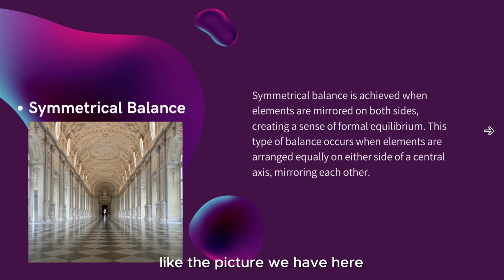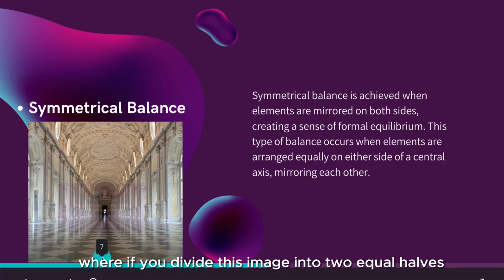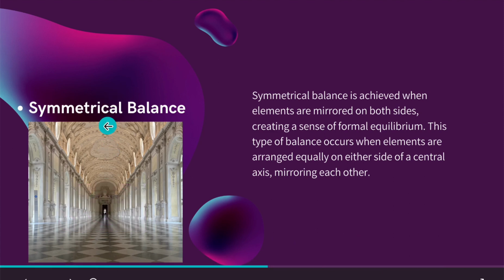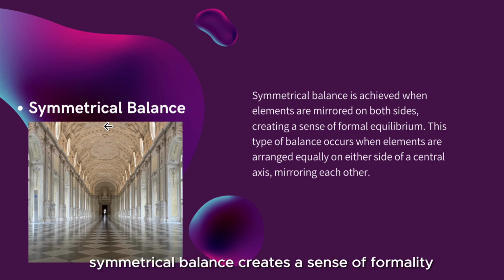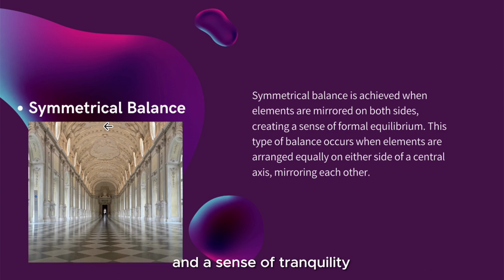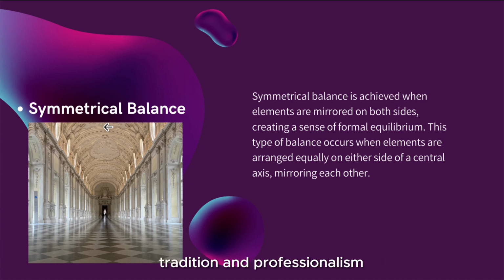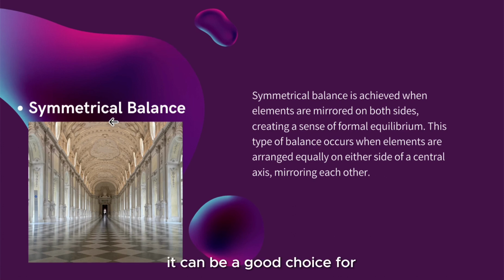Like the picture we have here, where if you divide this image into two equal halves, you can see that both of them are mirroring each other. Symmetrical balance creates a sense of formality, a sense of order, and a sense of tranquility. It can be used for conveying stability, tradition, and professionalism. This type of design looks and feels stable. It can be a good choice for a very formal kind of design, where elements have equal importance.